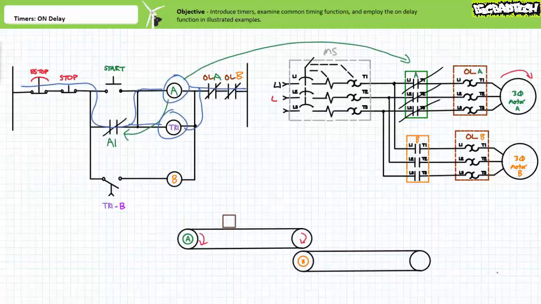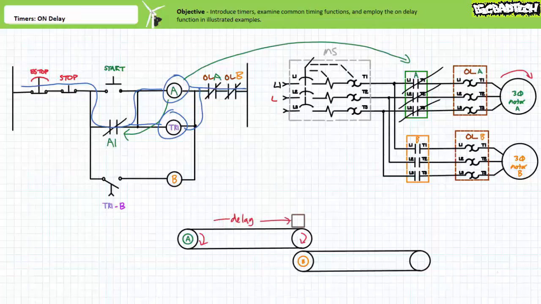When our operator presses and releases the start button, the coil of both contactor A and timer relay TR1 are energized. Contactor A closes and belt A springs to life. Note A1, the auxiliary contact associated with contactor A, immediately responds and establishes a holding circuit. This allows an operator to release the start button. TR1B, in contrast, remains open because the timer relay TR1 is still counting down the delay period.